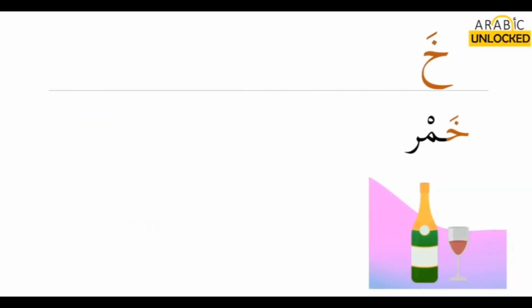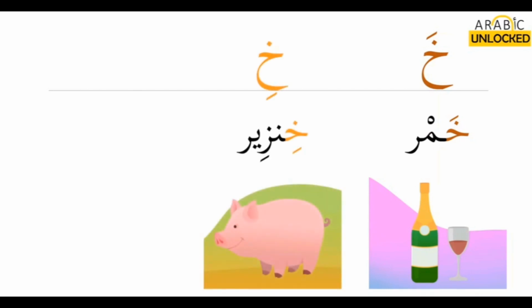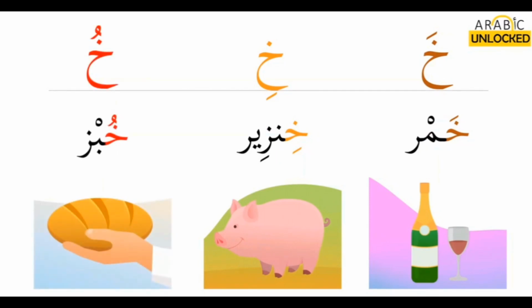Here are some examples of the Kha used in words with short vowels. So here the Kha has a fatha and makes a kha sound in the word khamr, which means alcohol. In the word khinzir, the Kha has a kasra and makes a khi sound, and khinzir means pig. And with a dhamma, the Kha makes a khu sound, like in the word khubz, which means bread.